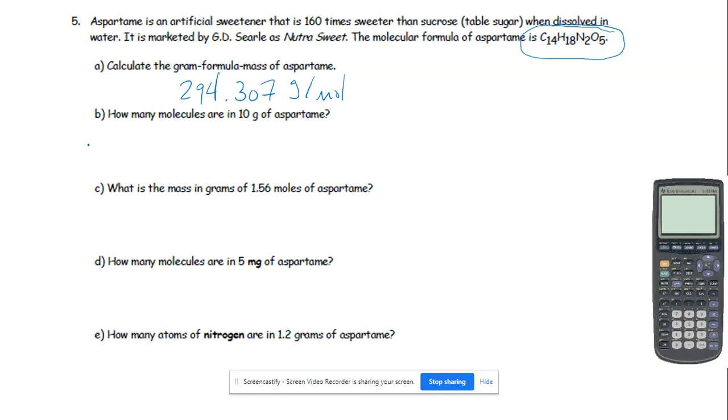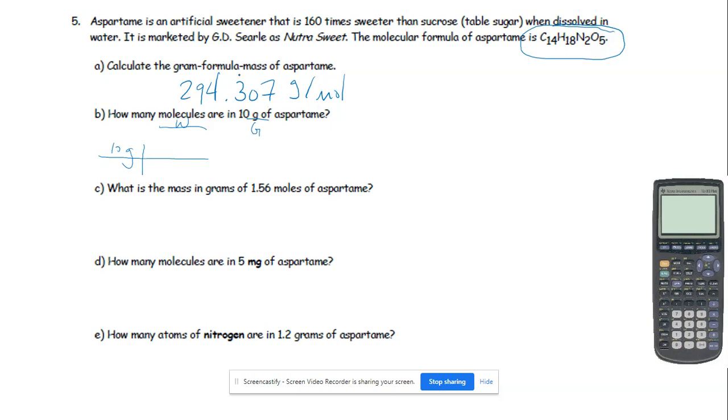Good? So how many molecules are in 10 grams? Well, let's start with our given. Figure out a way to get to our wanted. So our given is 10 grams of aspartame. Step 1 always is to turn our mass into moles.